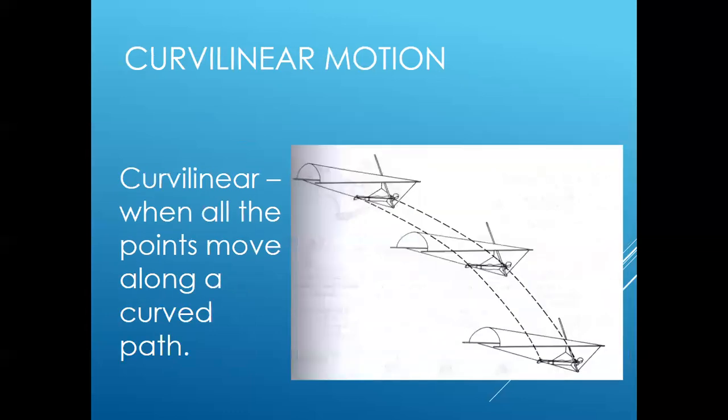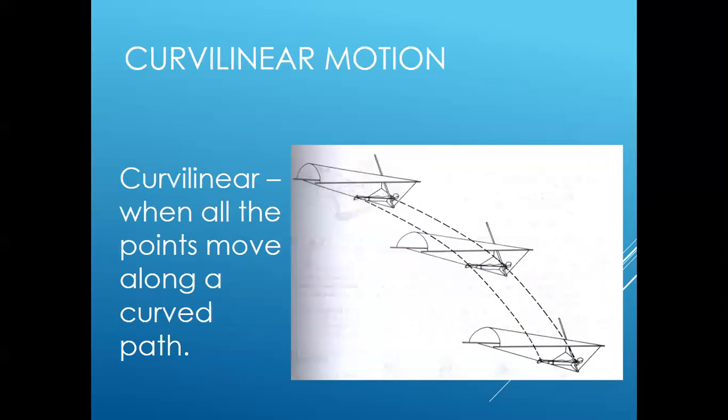Curvilinear motion, a hang glider here. As the hang glider comes down closer to the earth, the path their body is following is curved. So all the points on the body move along a curved path. Okay, we're not worried about any changes in joint positions here. We're just talking about the overall body position in space.